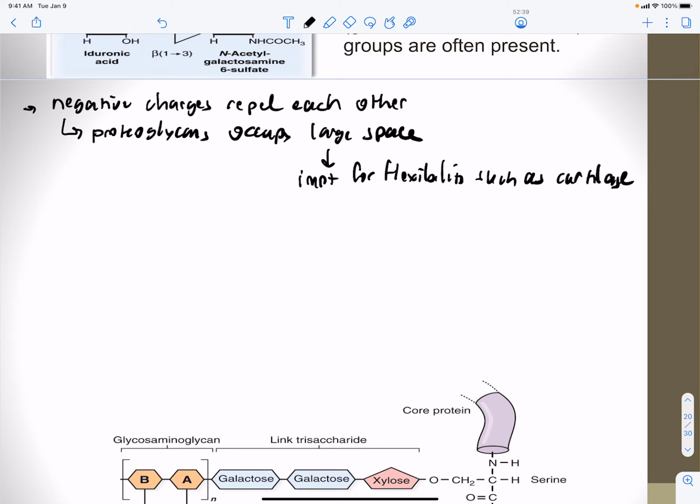There are at least 7 types of glycosaminoglycans that we just talked about. We have our heparan sulfate, hyaluronic acid, etc. And all of them except for hyaluronic acid, the glycosaminoglycans are going to be linked to either a serine or threonine residue.